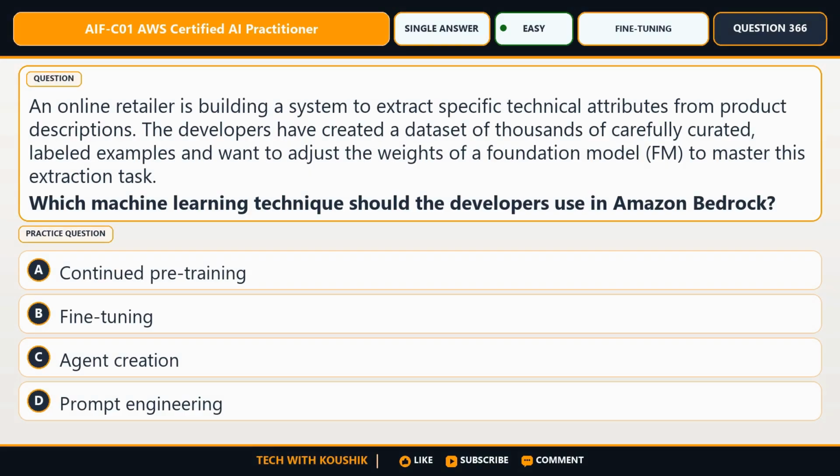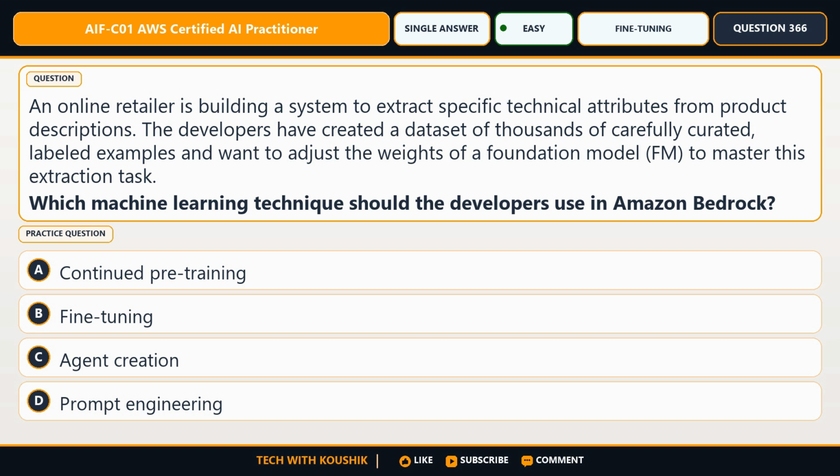Approach question number 366 by checking every constraint. Pay attention to qualifiers such as least, most, and minimum. An online retailer is building a system to extract specific technical attributes from product descriptions. The developers have created a dataset of thousands of carefully curated, labeled examples and want to adjust the weights of a foundation model, FM, to master this extraction task. Which machine learning technique should the developers use in Amazon Bedrock?